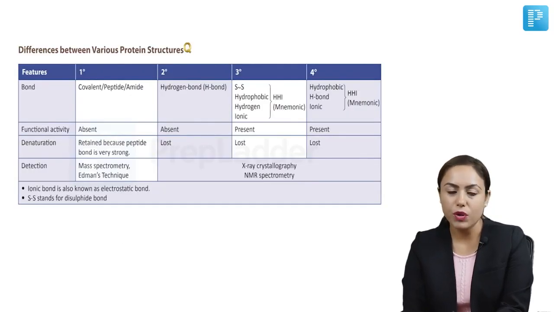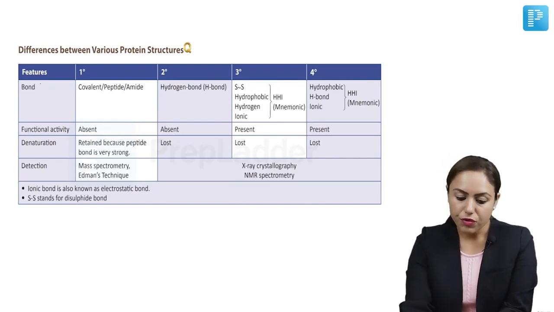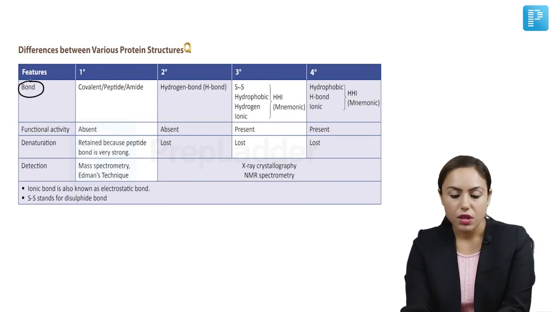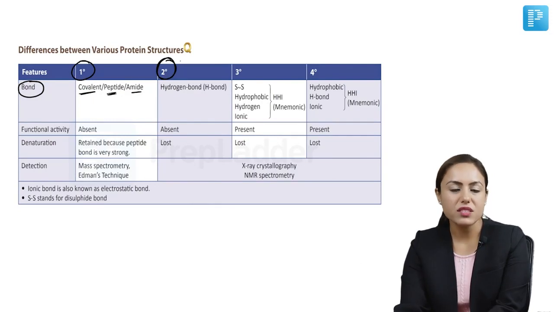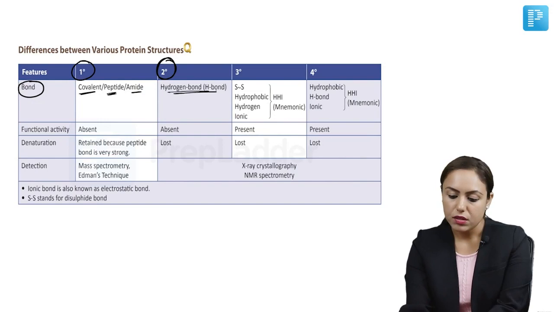Then let's do this table of differences between primary, secondary, tertiary and quaternary structures of proteins. The first point is bonds. The bond in primary structure is a covalent bond, or peptide bond, or amide bond, right? Then secondary structures are stabilized by hydrogen bonds, right? Then the bonds present in tertiary structure.